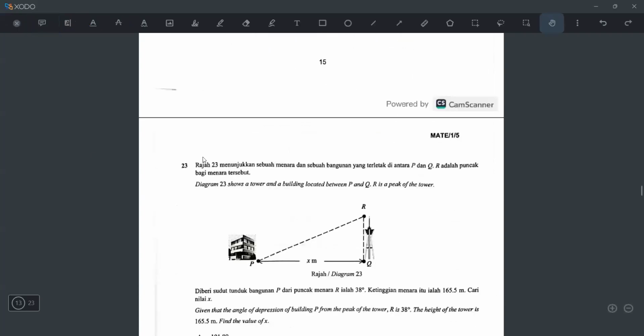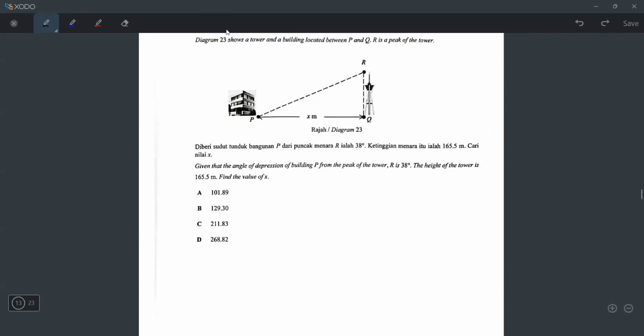Okay, hope you understand. Let's go to 23. Diagram 23 shows a tower and a building located at P and Q. R is the peak of the tower. Okay, I can feel it already. This is also a Form 3 chapter, and it's under angle of elevation and depression. Okay, let's do it together. So it's a Form 3 chapter.